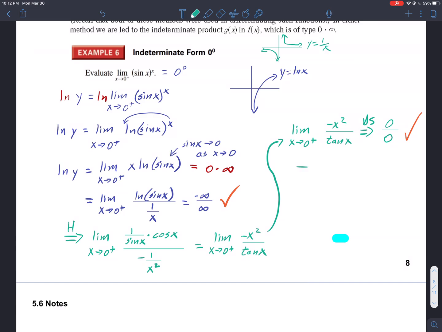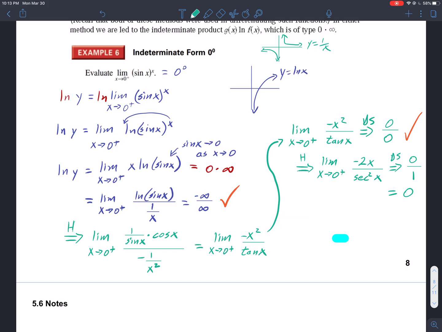We're almost there. If I apply L'Hopital's rule again, the derivative of the top is negative 2x, and the derivative of the tangent is secant squared. And here, as x approaches 0 from the right, direct substitution gives us 0 on the top, and secant of 0 is 1, which means this limit equals 0.